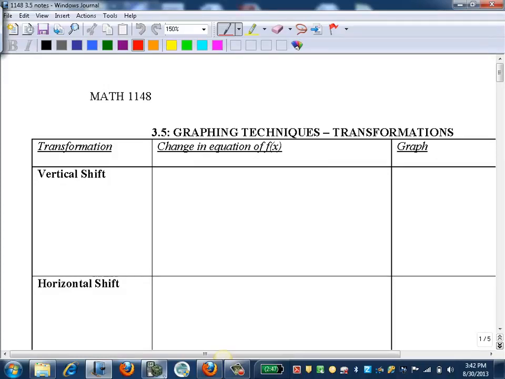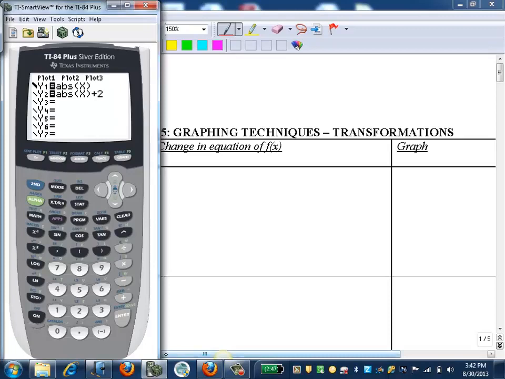To illustrate this, let's look at our graphing calculator. I'm going to graph the absolute value of x and the absolute value of x plus 2 on the same axes. I have a standard viewing window, so if you'll notice if I go to zoom standard, that's the standard window from -10 to 10 on the x-axis and the y-axis. That'll give us a good view of this shape.